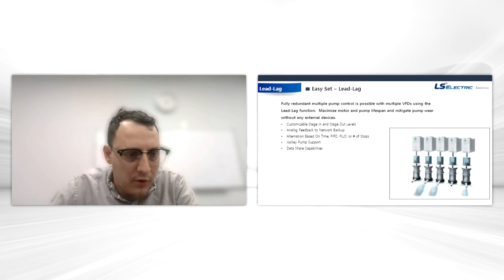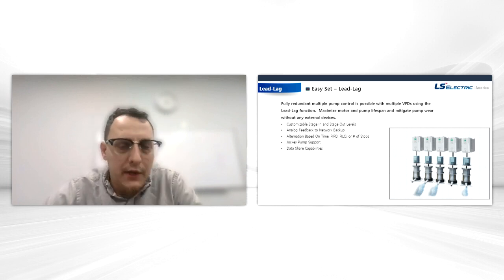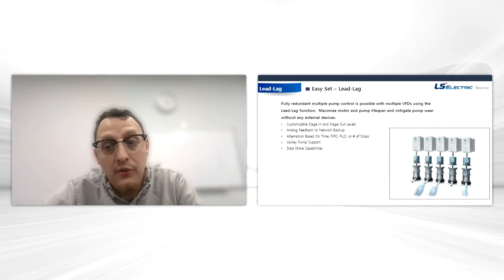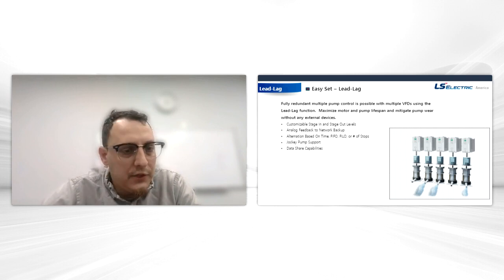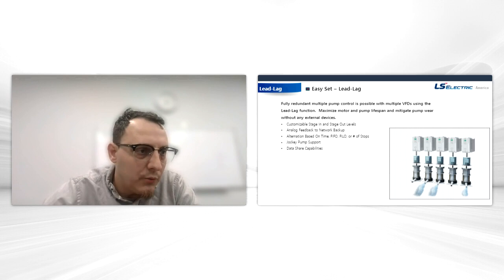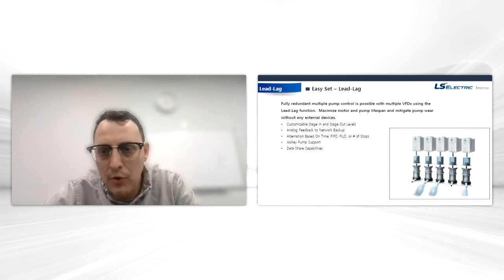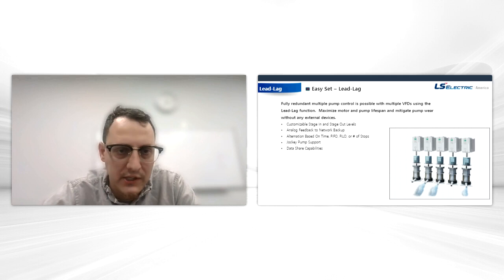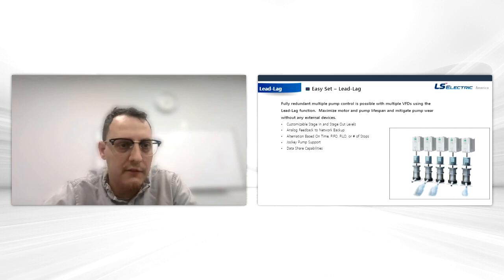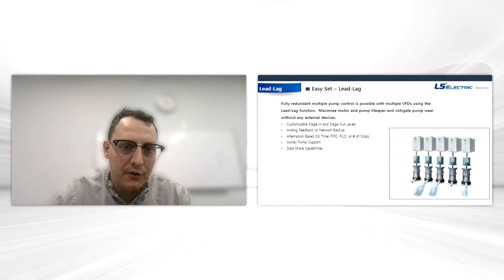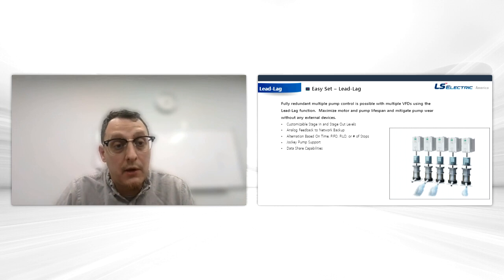All right, so this is the bulk of what we're going to be talking about, which is lead lag control. I mentioned that it is part of the easy set, because the first thing you see when you power up the drive is the easy set. Do you want to do a macro? One of those options for the macro is the lead lag. So it really doesn't get easier than selecting the lead lag macro and getting this set up. You'll see that in the video. I do show you how it's all set up. It's just one parameter to select the macro.